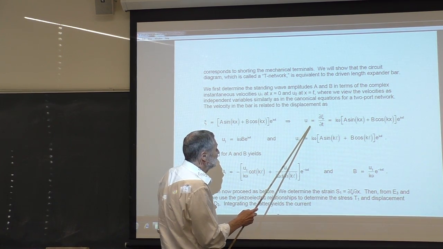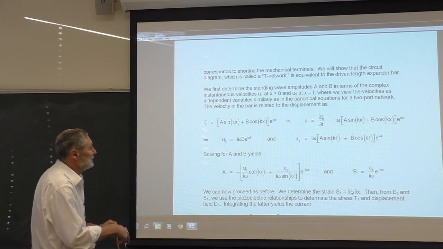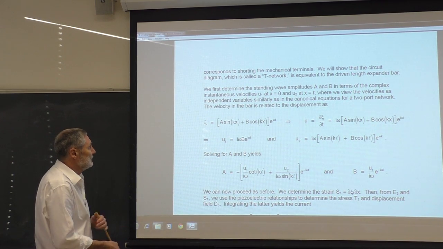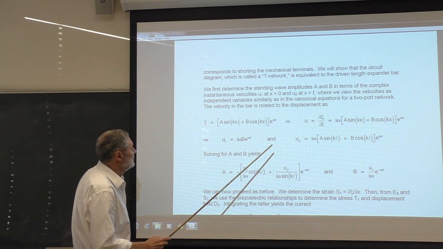The particle velocity here is the rate of change of the displacement with respect to time. That just brings down an i omega using our complex notation. These are in general complex. Everything's complex here. And now we evaluate this.